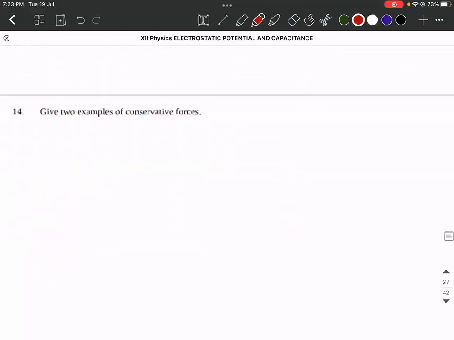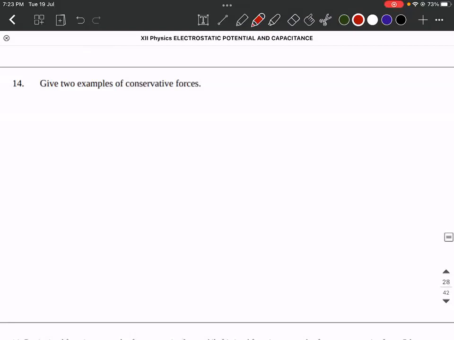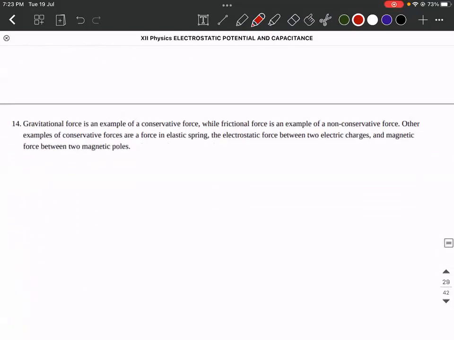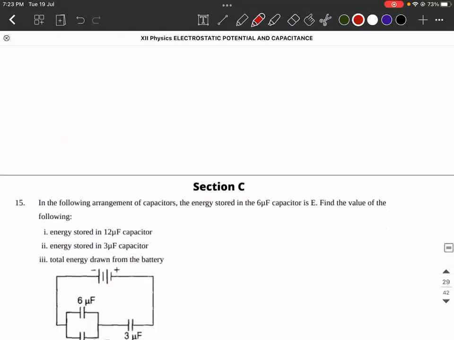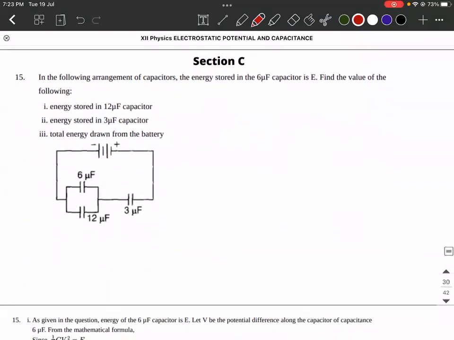Shall I proceed? Give two examples of conservative force: gravitational force and electrostatic force. The 15th one, the following arrangement of capacitors. The energy stored in the 6 microfarad capacitor is E. Find the value of the energy stored in the 12 microfarad capacitor.